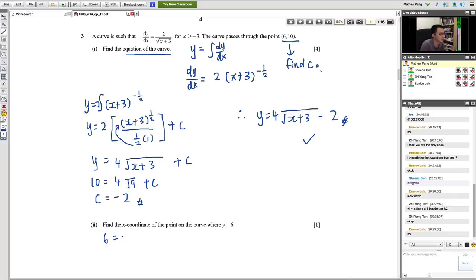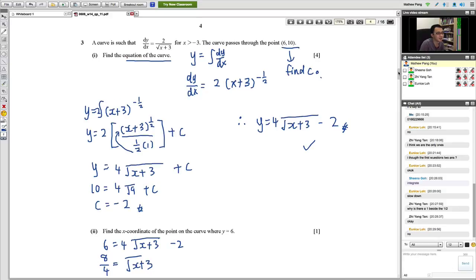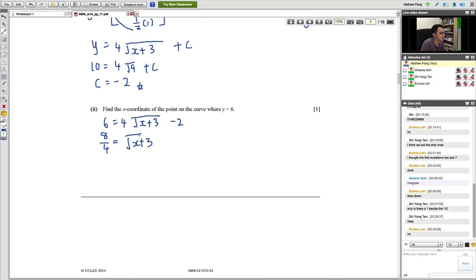So 6 will be 4 square root of x plus 3, minus 2. Minus 2, I move to the other side, will be plus 2, is 8. Divided by 4, you will get 2, equals square root of x plus 3. Then let me scroll down. This is 2. I remove the square root, so 2 squared equals x plus 3. This is 4. 4 minus 3, x equals 1.